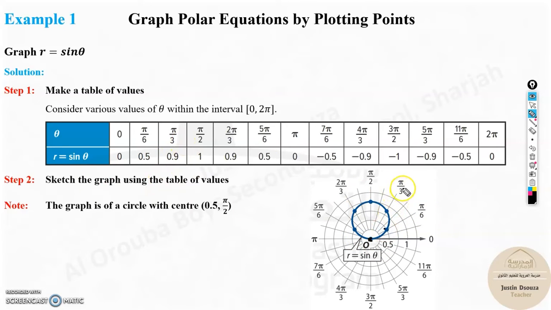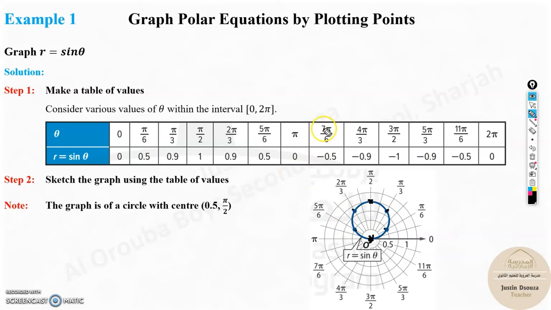Next, pi by 3 over here. 0.9. 1 is over here. 0.5 is over here. This is 0.75 and 0.9 is somewhere over here. Same way, pi by 2, that is 1, exactly over here. 2 pi by 3, and you just plot all these. Now, what about the others? See, you come over here, 0.5, this, and 0. Pi is again 0. What is the value of r? 0. We got the same point.